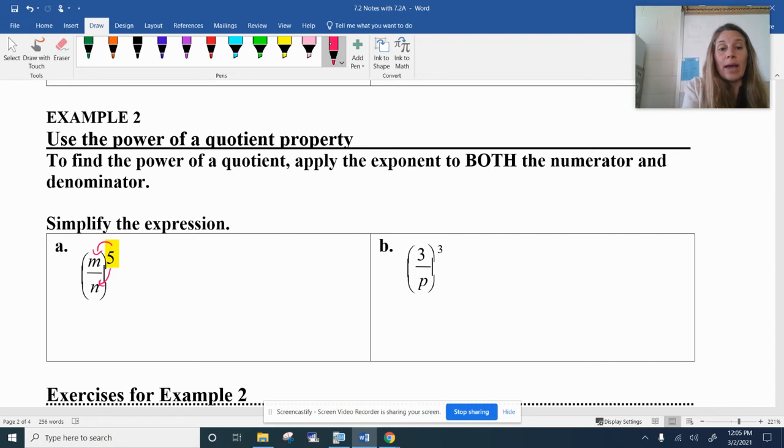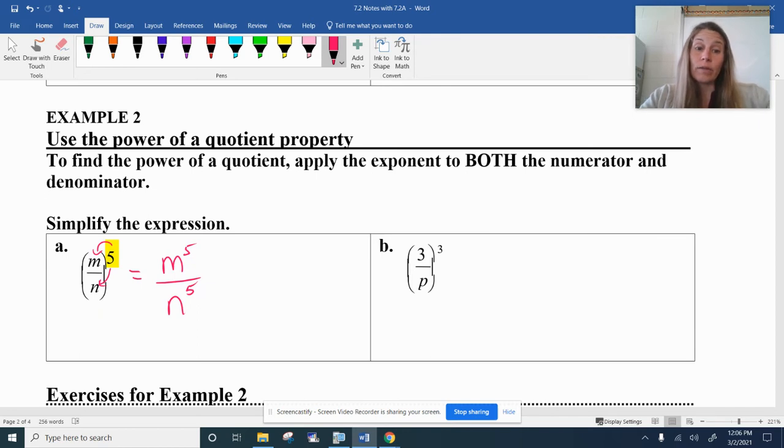So for example, a, the m would get an exponent of 5. The n would also get an exponent of 5. Now, at this point, you might think you can subtract the exponents, but be careful because they're two different bases. So notice the top is an m, the bottom is an n, and they're different variables, so you can't do anything else here. If they were both the same variable, then you could do the subtracting of the exponents like we just did in the last few examples.